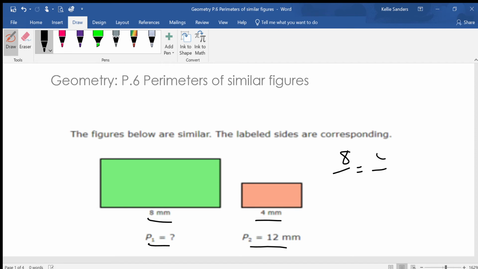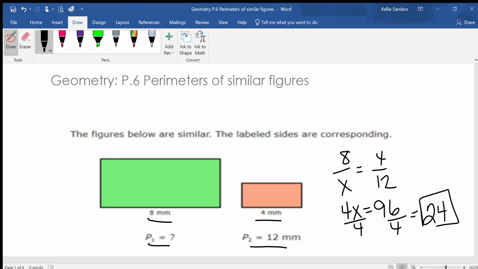8 is to 4, as we don't know the perimeter is to the perimeter of the small one, which is 12. So we're going to cross multiply and divide. So 4x equals 96. Divide by 4, divide by 4, and you get 24. So the perimeter of this one is 24.